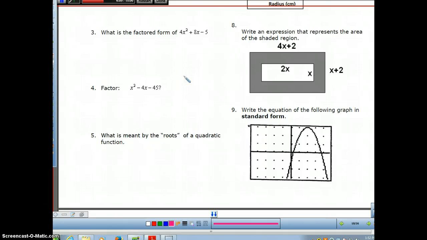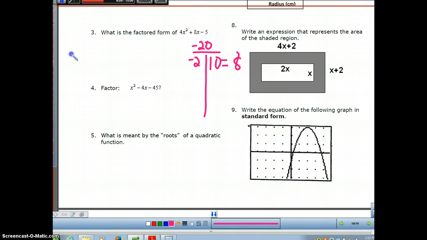Number 3. It says, what is the factored form of 4x squared plus 8x minus 5? What do you want to do here? Same thing? I agree. Let's do the same thing. So we have 4 times a negative 5 is going to give us a negative 20. What are the factors of negative 20? Negative 2 and 10. So we want a positive 10 and a negative 2, because that's going to give us a positive 8. That's what we want right there.